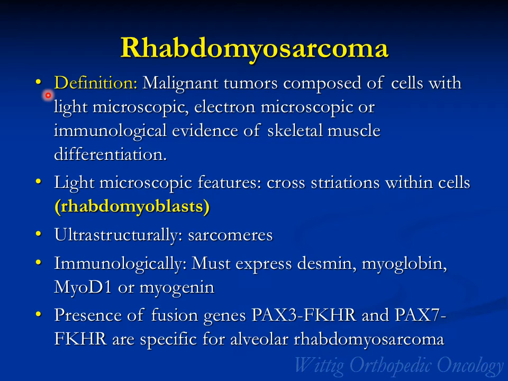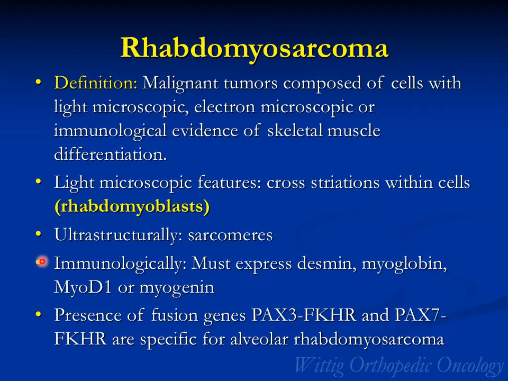Rhabdomyosarcoma consists of malignant tumors composed of cells with light microscopic, electron microscopic, or immunological evidence of skeletal muscle differentiation. So this is a tumor or a malignancy that takes on skeletal muscle differentiation. Light microscopic features usually demonstrate rhabdomyoblasts, cells that appear like primitive muscle cells that have cross striations, similar to the cross striations seen in skeletal muscles. Ultrastructurally, you will see sarcomeres.